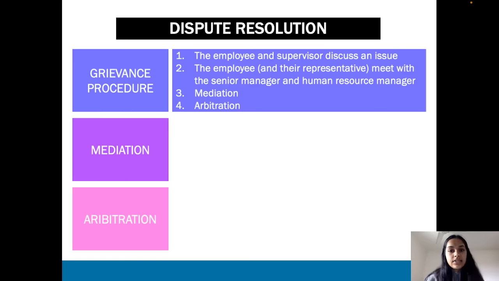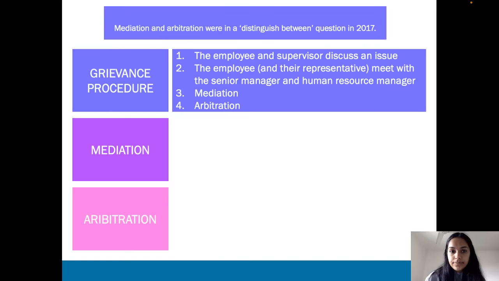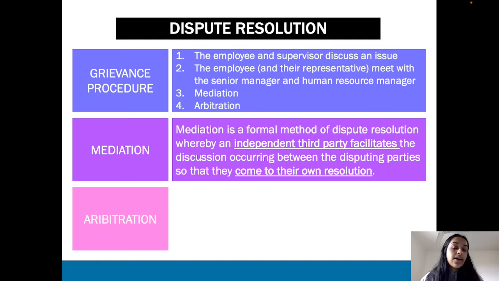So as I discussed, the first step might be the employee and the supervisor discuss the issue, and then maybe if that doesn't work, the employee and their representative meet with the senior manager and HR manager. And then if those two don't work, then often they look to mediation or arbitration. And then just a note, mediation and arbitration were distinguished between in a question in the 2017 VCE exam. So you could be asked about dispute resolution in this year's exam.